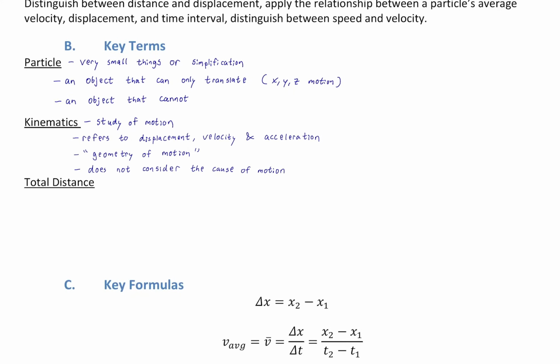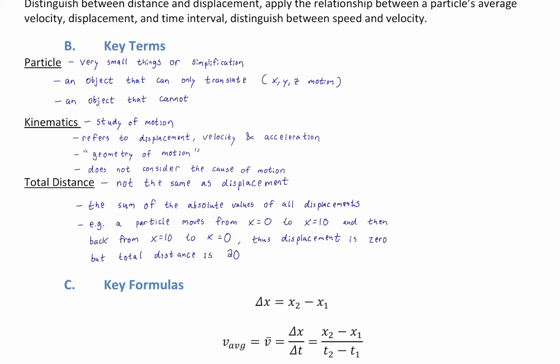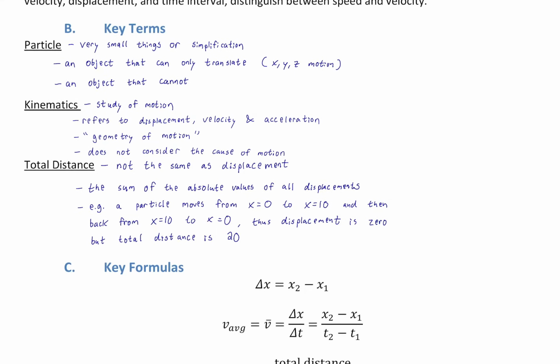Now what about total distance? Well, what you care about is it's not the same as displacement. Total distance is the sum of the absolute values of all displacements. For example, a particle moves from x equals 0 to x equals 10, and then back from 10 to 0. Its displacement would be 0. We'll talk about exactly why. But its distance would be 20, because we just take 10 plus 10.